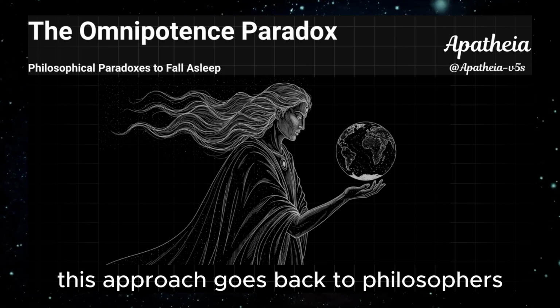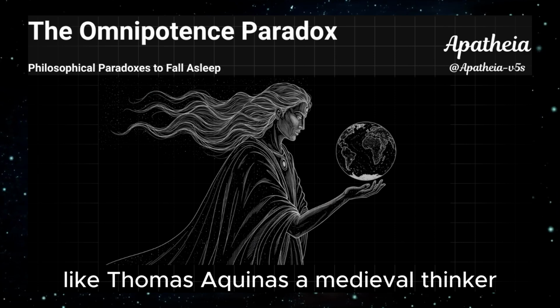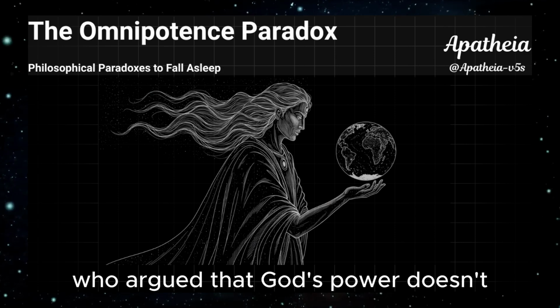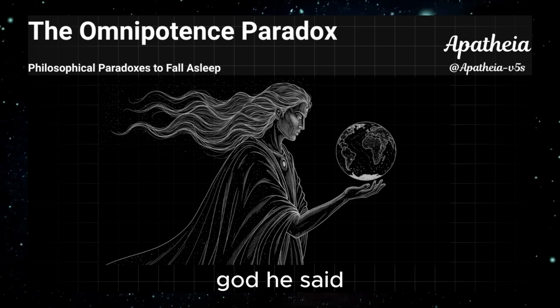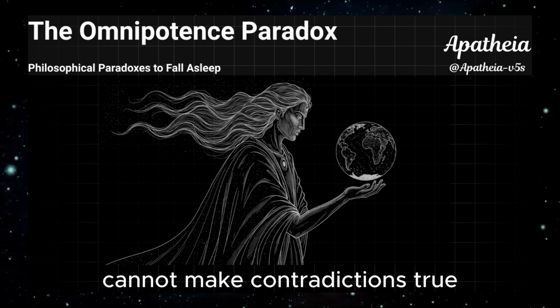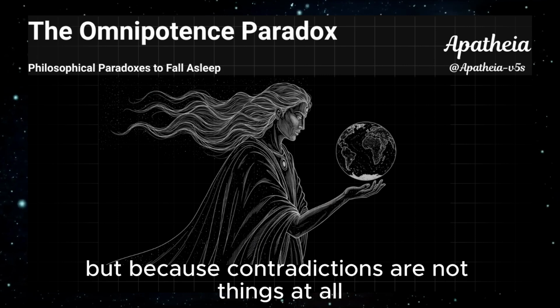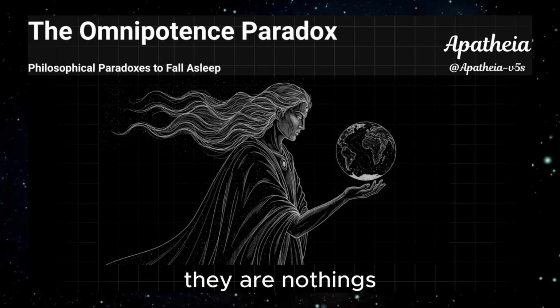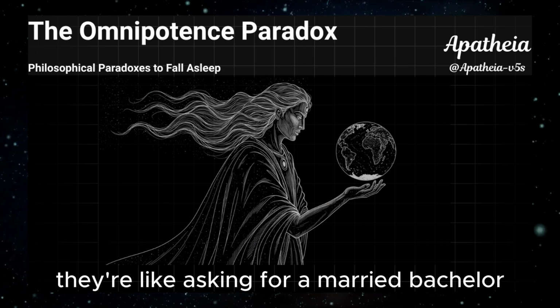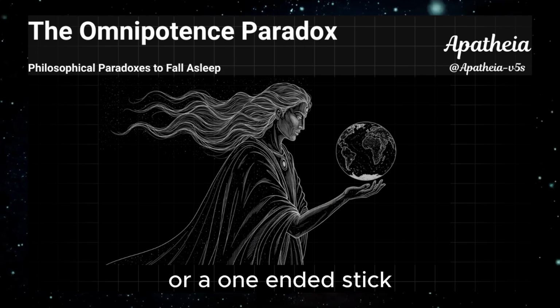This approach goes back to philosophers like Thomas Aquinas, a medieval thinker who argued that God's power doesn't include the power to contradict logic itself. God, he said, cannot make contradictions true. Not because of weakness, but because contradictions are not things at all. They are nothings. They're like asking for a married bachelor or a one-ended stick.